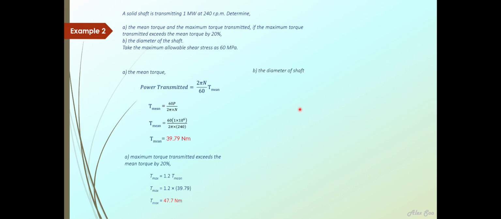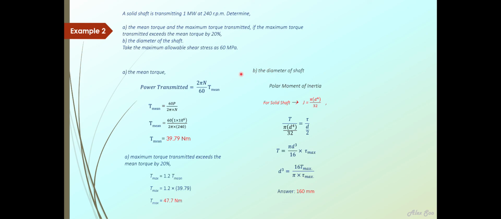Then again, the polar moment of inertia for a solid shaft is pi d4 over 32, the same thing repeated. This time, you have a torque T max of 47.7 and a tau max of 60 times 10 to the power of 6 Pascal. The difference between this example and the previous example is that now they have included the T mean. Okay, so that's all for this section.